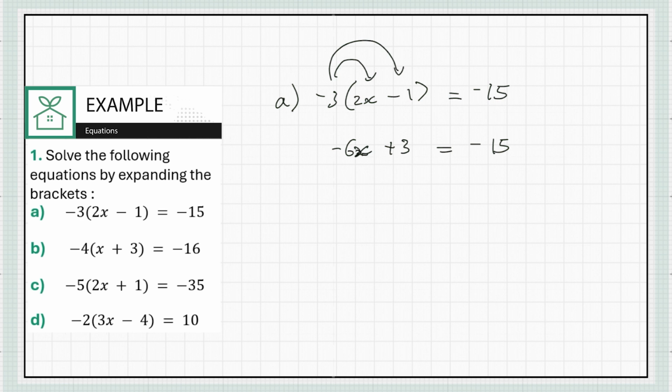Okay, so in order to get rid of this positive 3, we're going to take away 3 from both sides. And we're left with negative 6x is equal to negative 15 minus 3, which is minus 18.